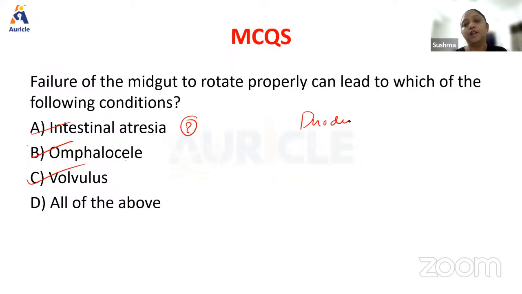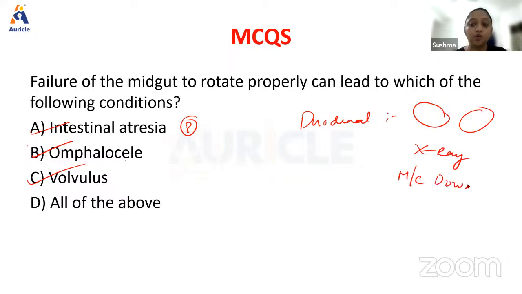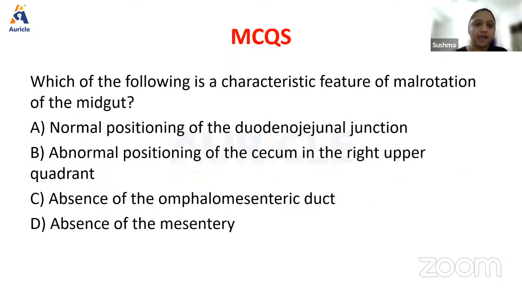We have duodenal atresia, which is seen as a double bubble sign on X-ray, which is most commonly seen in case of Down's syndrome. Jejunal atresia is actually seen as a triple bubble sign on X-ray. So all of these things you study in your surgery, but it can happen.